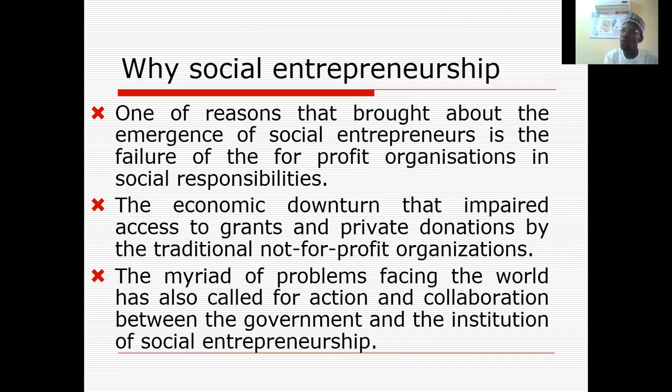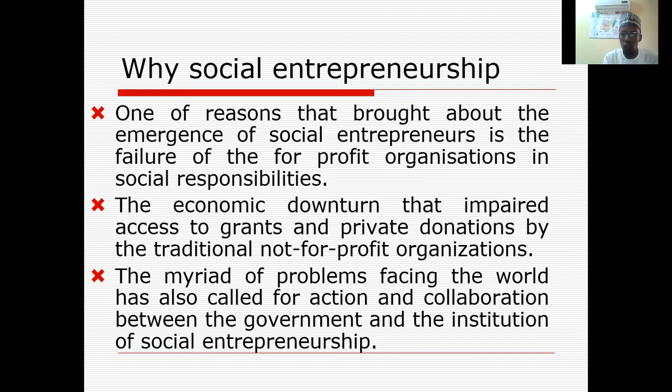So one thing that brought about the emergence of social entrepreneurs is the failure of private organizations in this area of social responsibility. Businesses in Nigeria and some other countries are not doing well with regards to social responsibility. So because of this, too many social problems are on the rise day in, day out, which accumulated to become something uncontrollable or something beyond government capability, which needs social entrepreneurs to come into play with their creative solutions to solve this problem. And this is one of the reasons why we need social entrepreneurship.